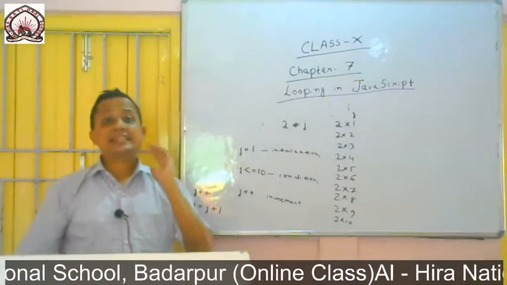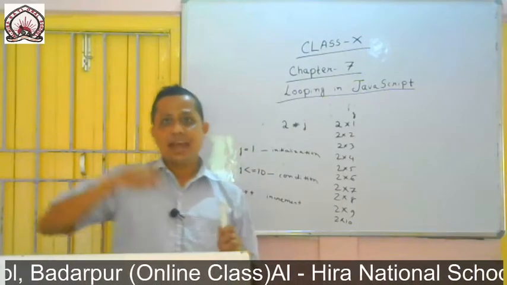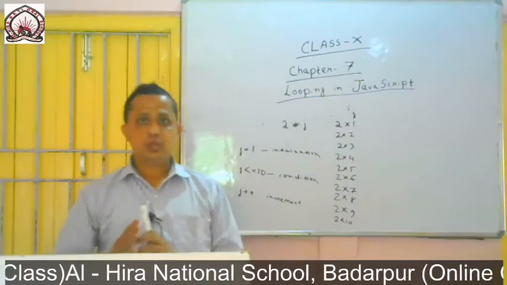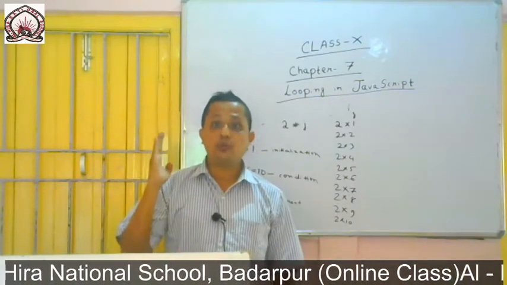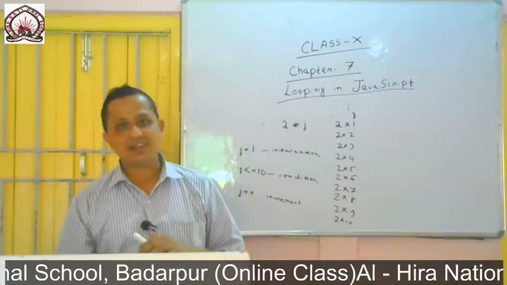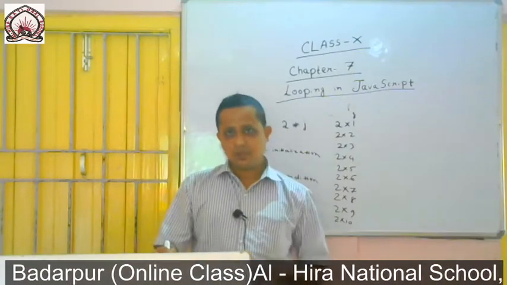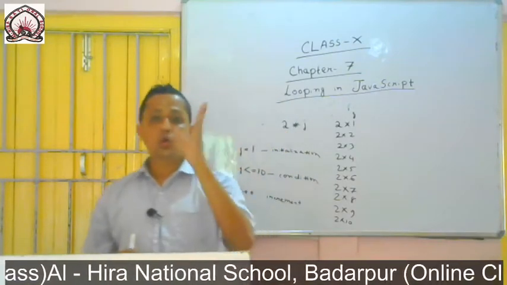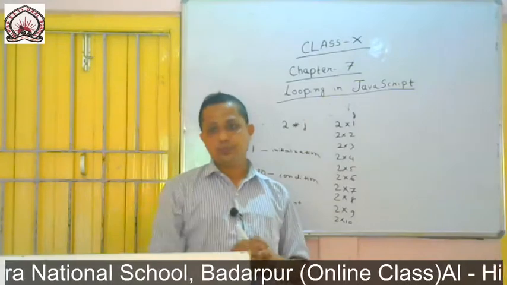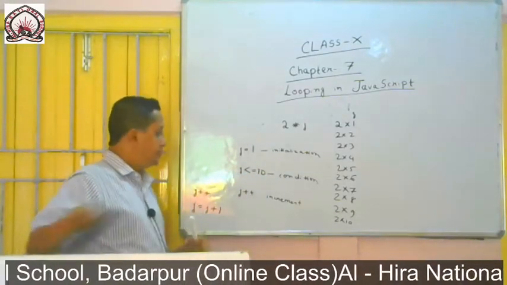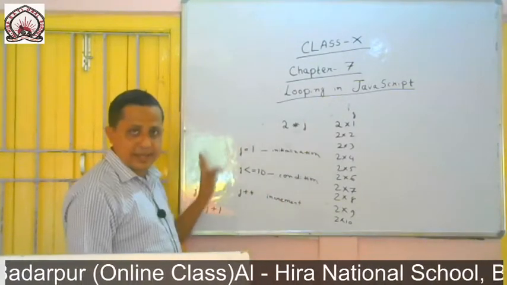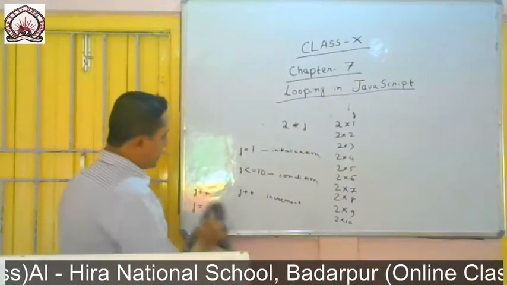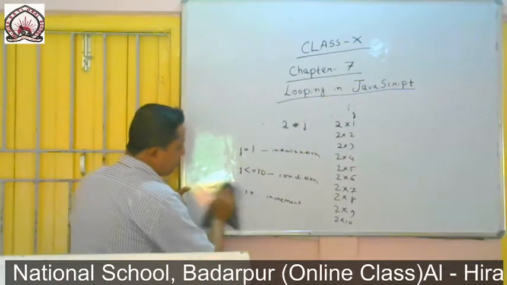There are basically three types of loop. They are while loop, do while loop, and for loop. So there are three types of loop in JavaScript, and basically in most programming languages. This is the most important loop: the while loop, do while loop, and for loop. Now I think this part is clear to you. As we continue, you will get more understanding.